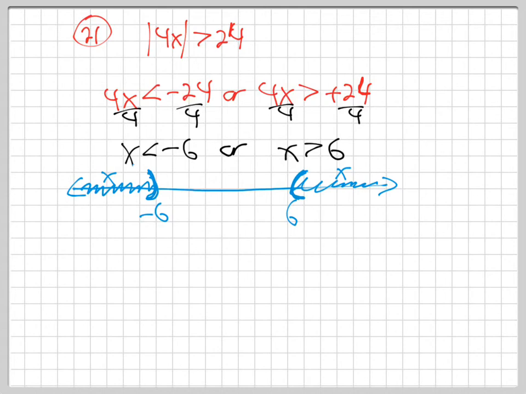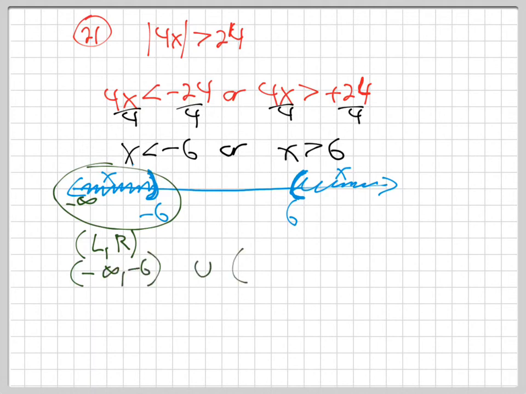Okay, so now they want you to turn both of those into interval notation answers. How do I write this as an interval? Remember intervals? Left edge, comma, right edge. What's the left edge of that chunk of shading? Negative infinity. Negative infinity, negative 6, united with, put a U, left edge, comma, right edge, 6, comma, infinity, right? Left edge, right edge. And there is our final answer.